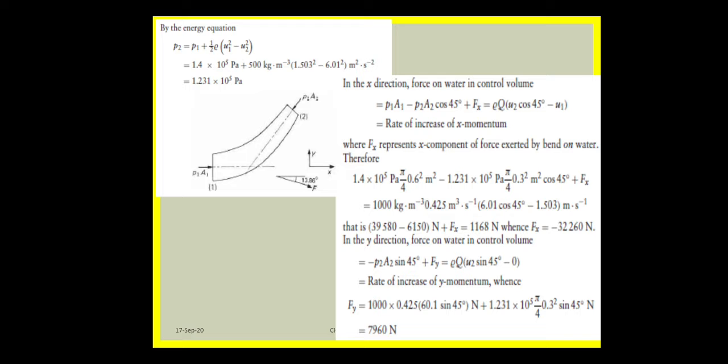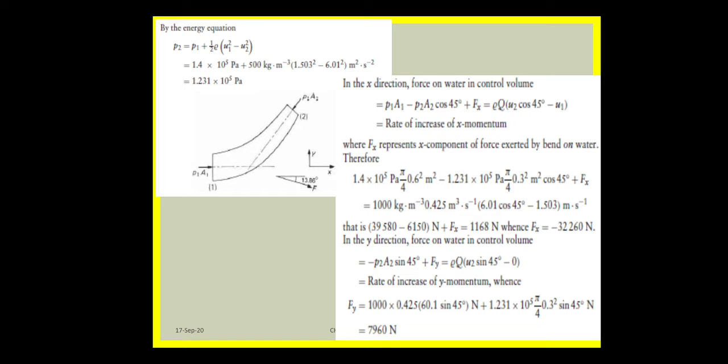So what is the Fx value? Fx value is equal to minus 3260 Newton. Fy value is equal to 7960 Newton. So these are the forces acting in the x direction and y direction.